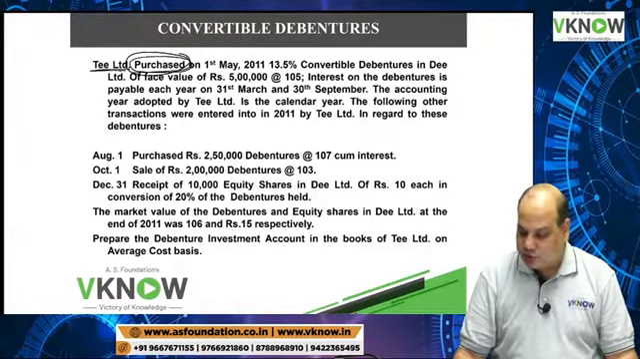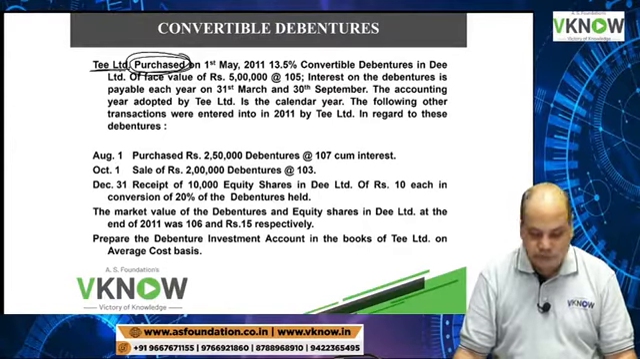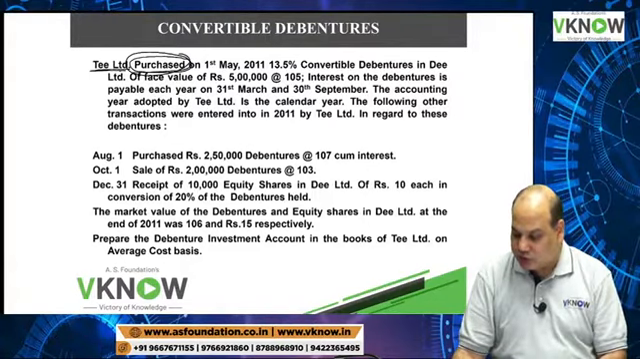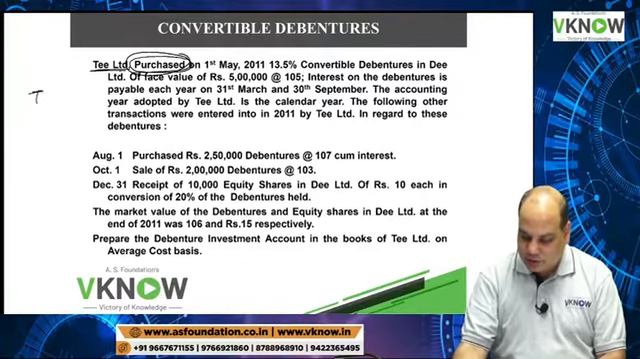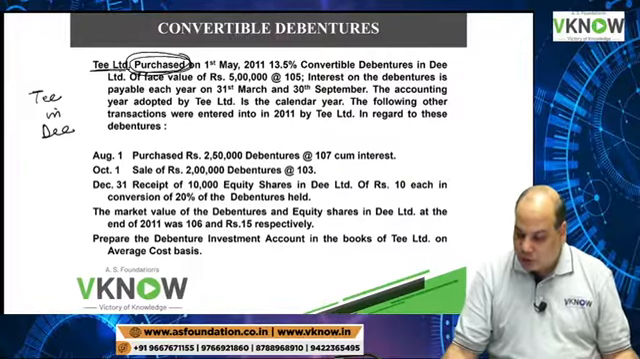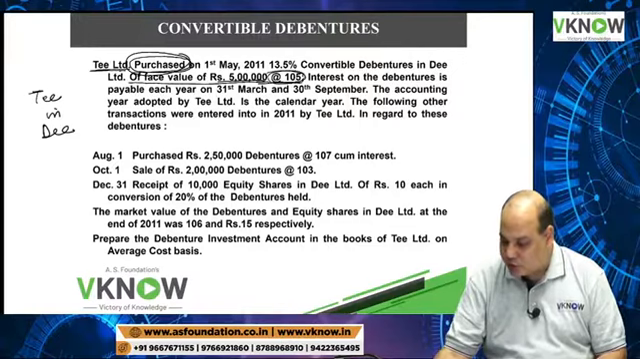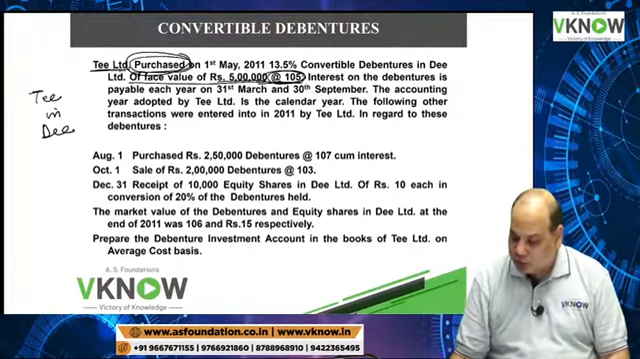T Limited purchased on 1st May 2011, 13.5% convertible debenture in D Limited. T in D, what a name. Of face value 5 lakh. This is face value at rupees 105. This is the cost.